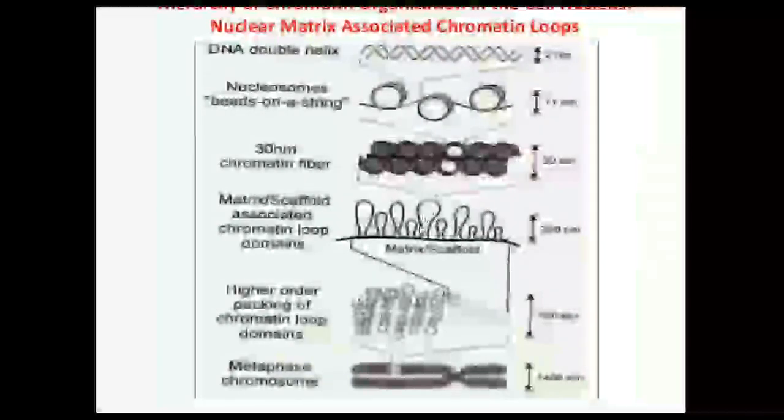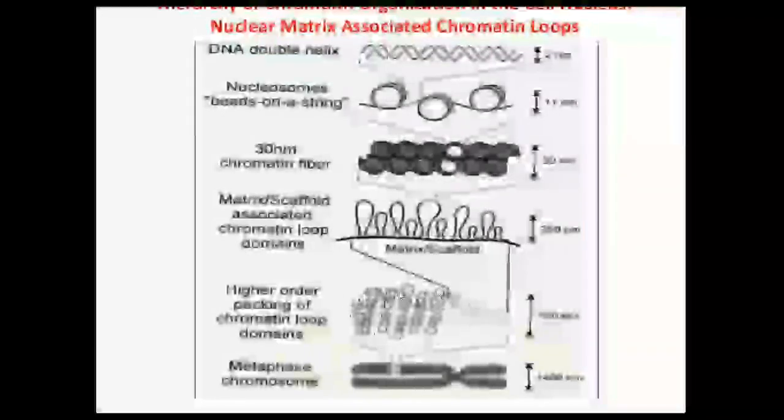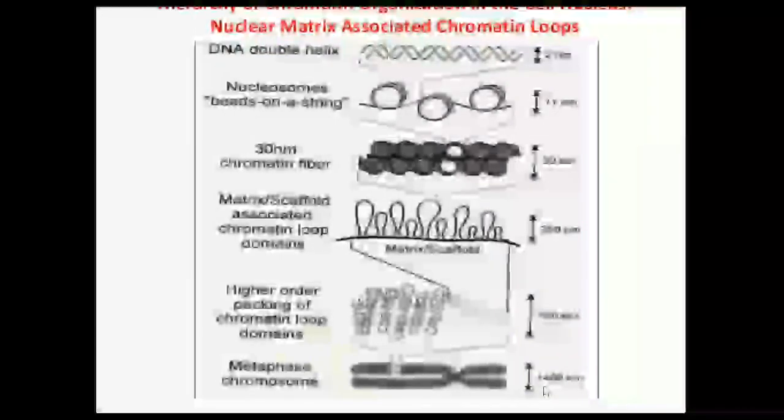These chromatin loops are condensed and supercoiled, forming chromatin loop domains, which have 700 nanometers. And finally, these supercoiled chromatin loops are present in the chromosomes, completely forming a chromosome. In humans we have 46 chromosomes: 22 pairs of autosomes and one pair of sex chromosomes, X and Y. This chromosome has a 1400 nanometer width.